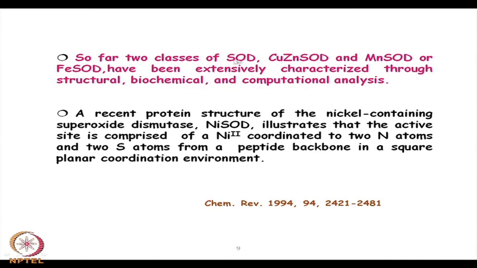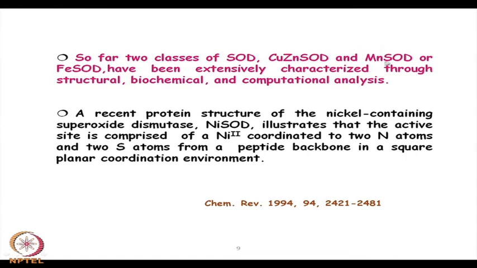So, once you find these things, that means you have copper, the copper is a redox center, manganese is also a redox center, and iron is also a redox center. The only thing is that it differs from one form to the other, that is, your coordination environment is different, that means the ligand parts are different. If your ligand part is different, you get a bimetallic system.